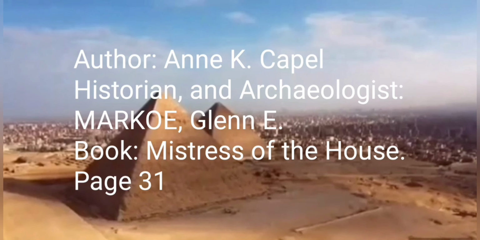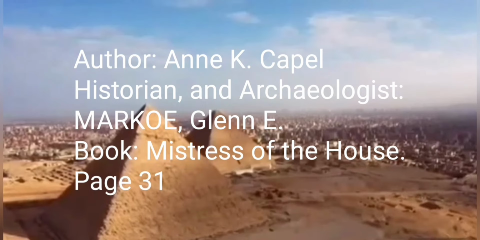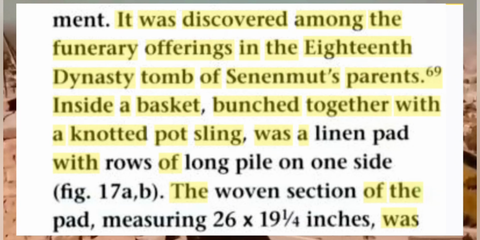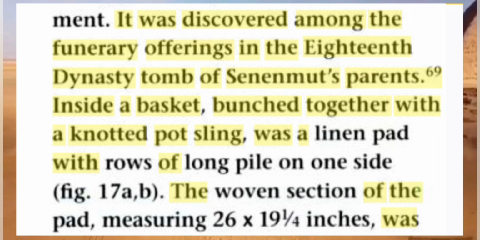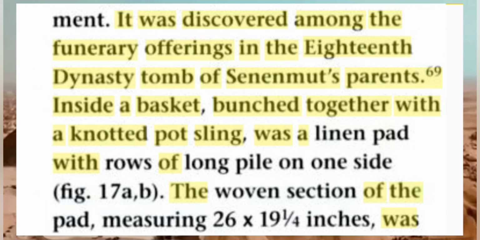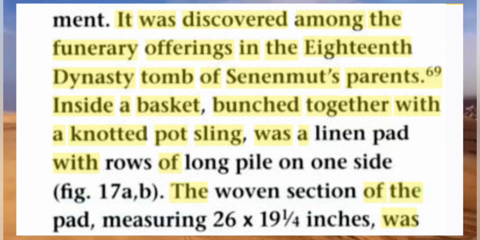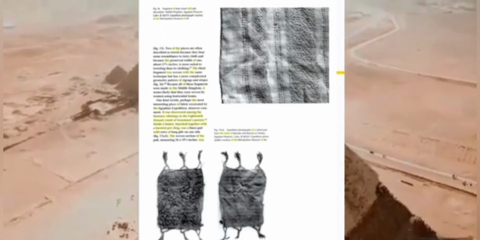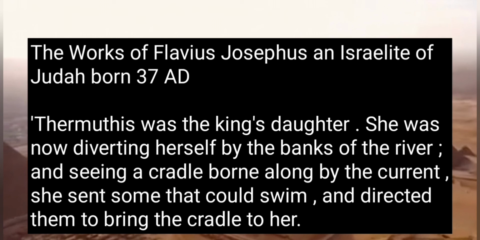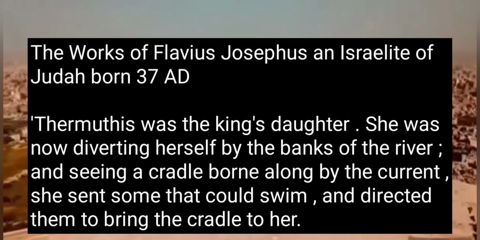Yet another connection with Moses and Senimnut. This author here, this historian, archaeologist here, the book Mistress of the House, page 31. It was discovered among the funerary offerings in the 18th dynasty tomb of Senimnut's parents. Inside a basket bunched together with a knotted pot sling was a linen pad with rolls of long pau on one side. Now, why would there be a basket in Senimnut's parents' tomb? Now, wait a minute. Wasn't Moses found in a basket? So these two blankets and this linen sheet was found inside the basket, like a cradle set up. And we see that Josephus describes it as a cradle, borne along by the current. So that's another perfect match.